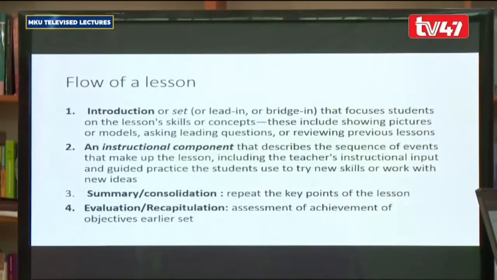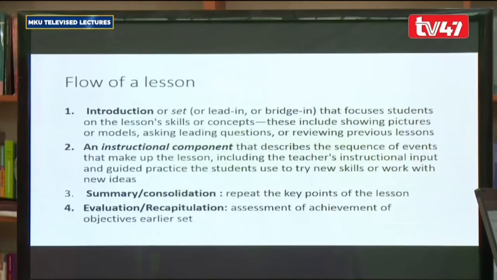The flow of a lesson. We said we have the introduction. And in the introduction, it focuses the students on the lesson, all the skills that are to be learned, the concept of the lesson, and which include maybe showing pictures or a model, or asking leading questions, or even reviewing previous lessons.